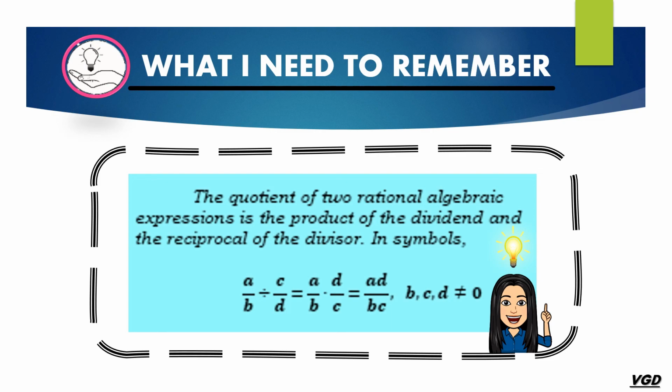In this lesson, you have to remember this. The quotient of two rational algebraic expressions is the product of the dividend and the reciprocal of the divisor, in which it will be equal to AD over BC, wherein B, C, and D should not be equal to 0.